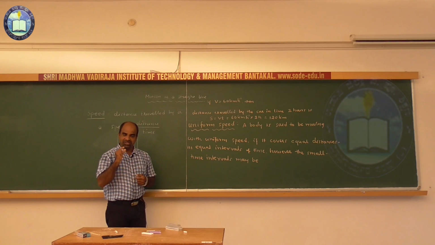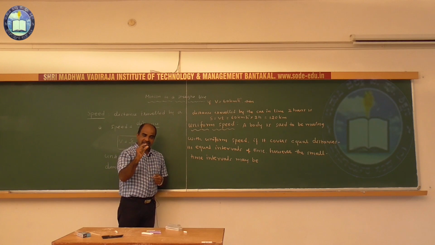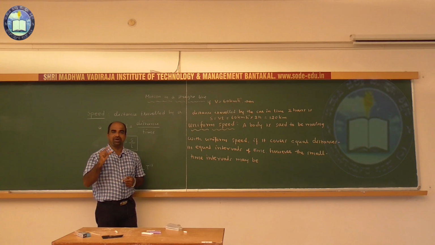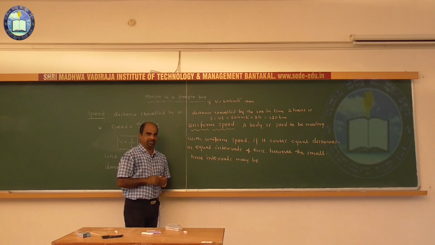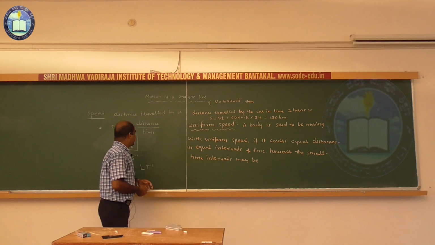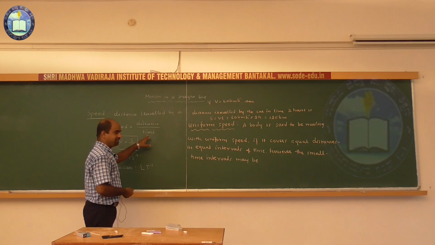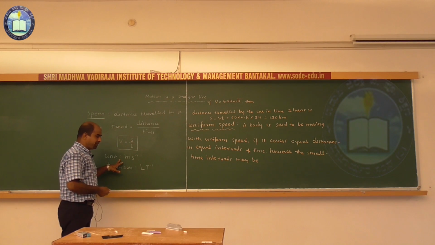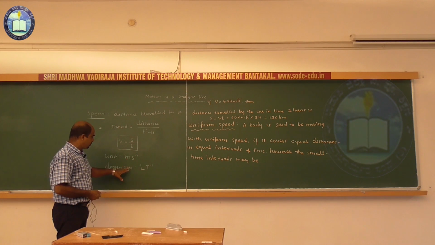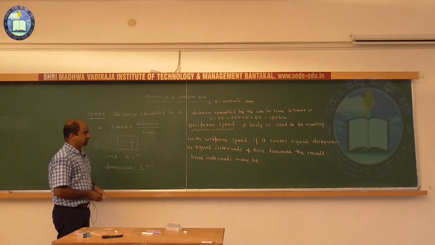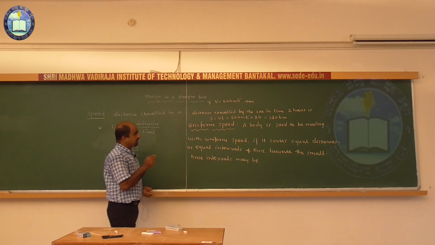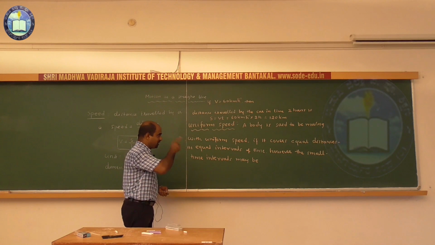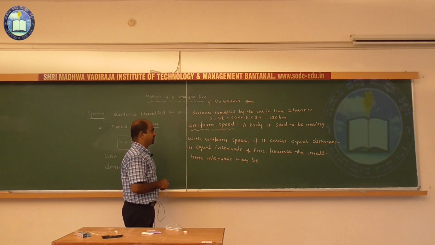Read out: what is speed? Distance traveled per unit time, or the rate of distance traveled by a body, is called speed. It can be measured by the ratio of the distance traveled to the time taken, that is V is equal to S by T. Unit of speed is meter per second, so the dimension is L T to the power minus 1. When a body is moving with uniform speed, it covers equal distances in equal intervals of time.